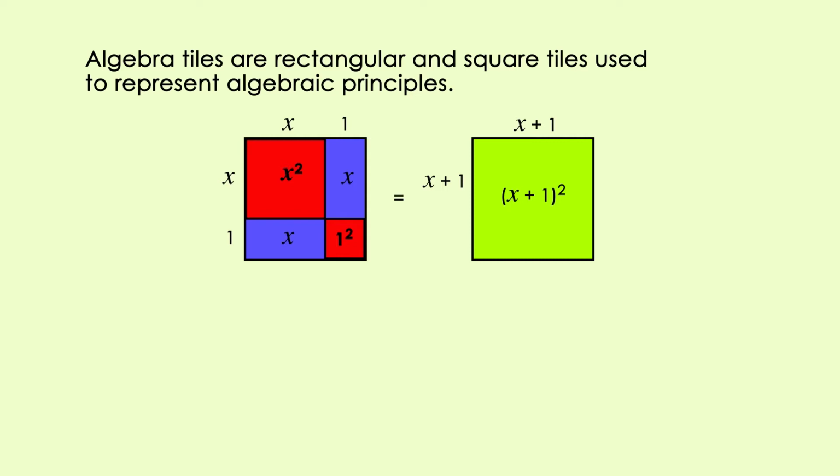Let's apply the technique we learned previously. x plus 1 multiplied by x plus 1, we need to multiply each term in the first bracket by each term in the second bracket. x multiplied by x is x squared. x multiplied by 1 is x. x multiplied by 1 is x. 1 multiplied by 1 is 1. So, collecting the terms of x and x, we get x squared plus 2x plus 1, which is the same as what we got earlier.